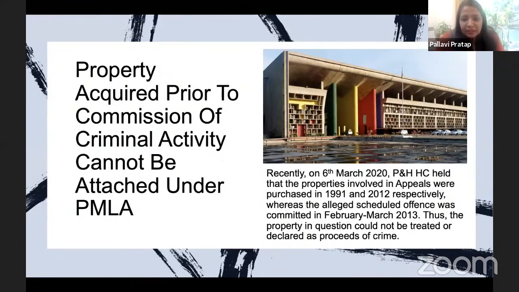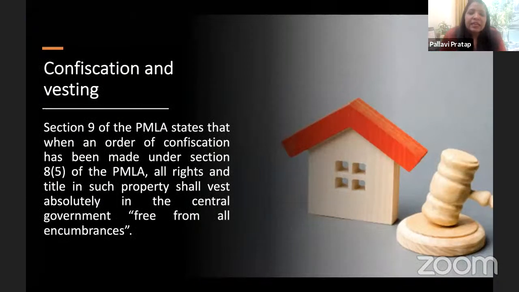So here Punjab and Haryana High Court, and you would find a lot of good judgments actually coming from Punjab and Haryana High Court as far as PMLA is concerned, where it was held that the properties involved in appeals were purchased in 1991 and 2012 respectively, whereas the alleged scheduled offense was committed in February and March 2013. Thus, the property in question could not be treated or declared as proceeds of crime. So this is, I think, one of the good arguments that we always take, when the property is attached, which we believe, we have reasons to believe, was not part of proceeds of crime, but something which was bought many years back before a specific money laundering act had taken place.